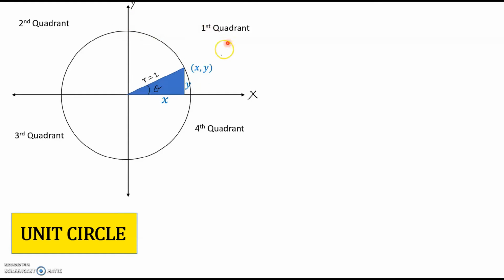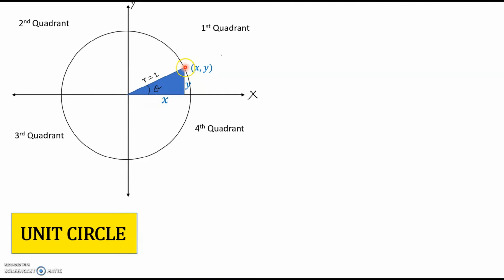So this part of the graph is called the first quadrant, and from 90 to 180 degrees is called the second quadrant, and 180 to 270 is called the third quadrant, and 270 to 360 is called the fourth quadrant. So a full circle is 360 degrees.